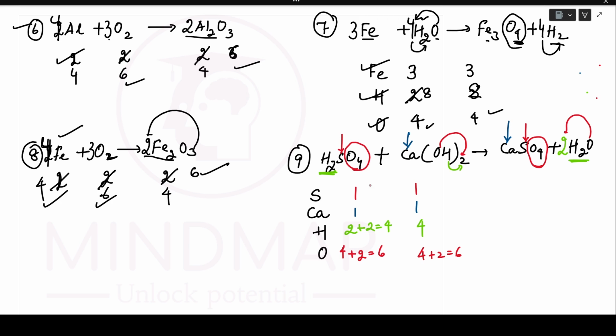Yes? Now let's check. Sulfur is 1 and product side also 1. Calcium is 1 and here also 1. Hydrogen here was 2 and 2, 4. And here also, product side also 4. Oxygen is 4 + 2, 6. And here also 4 + 2, 6. So the equation is balanced. जितनी लंबी इक्वेशन थी वो उतनी ही आसान थी. करेक्ट? चलो एक और इक्वेशन ले लेते हैं.